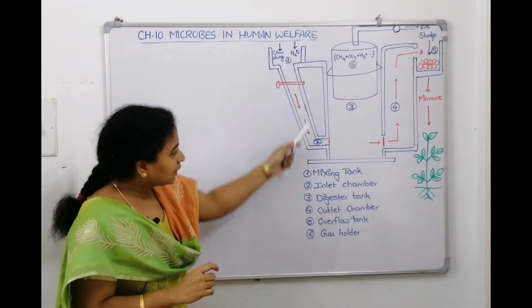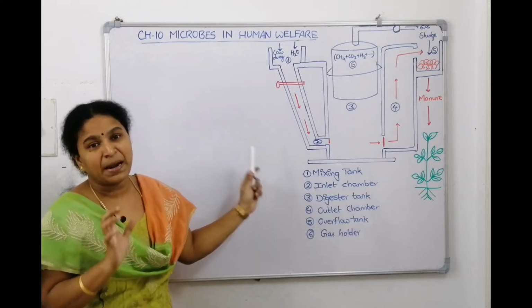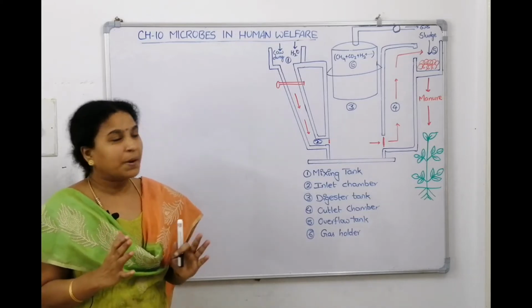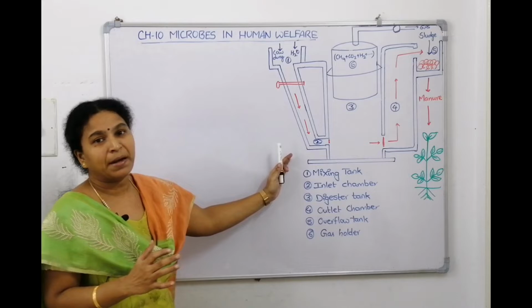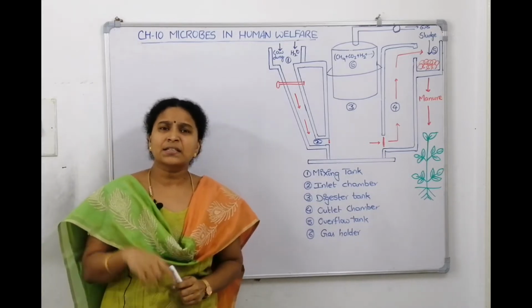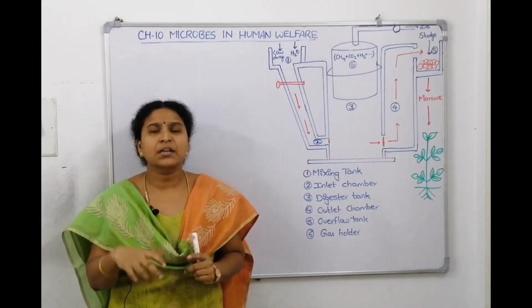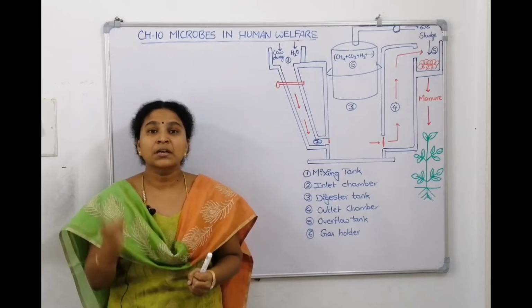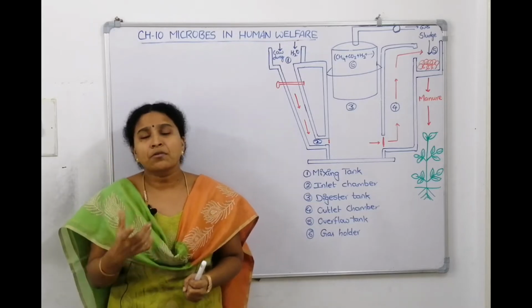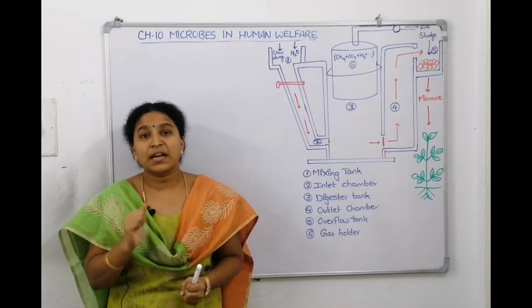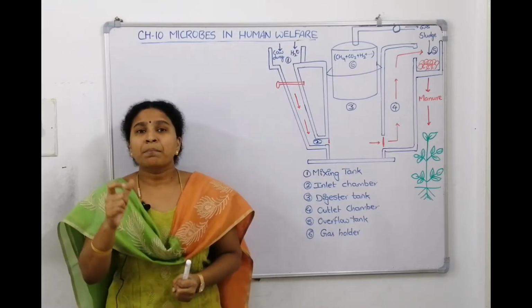See, I have drawn the diagram of a typical biogas plant. First let us see what is biogas, then we'll get into the production of the biogas. Now biogas is a combustible gas, meaning when you burn it, you get energy. So that's why we call it a combustible gas produced by microorganisms. That is why it is called biogas.